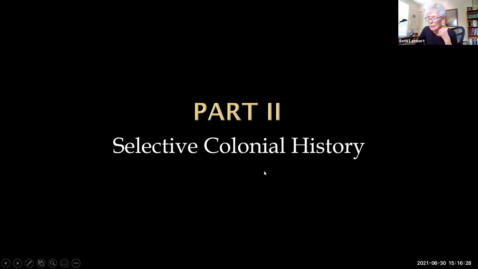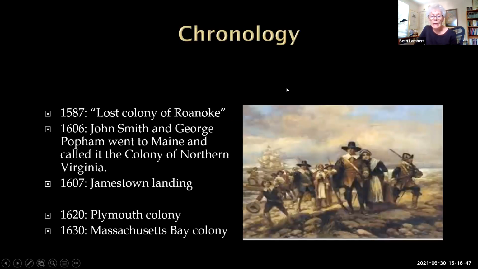As you know, colonial history is a very long subject, and you can go colony by colony. So what I did was to pull out the elements that are significant to all of this.